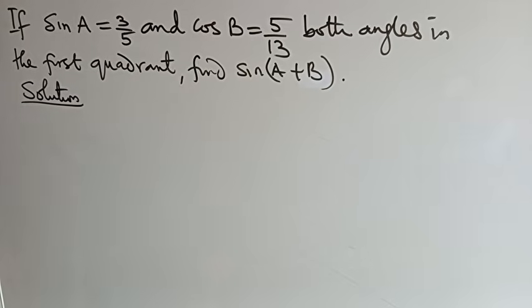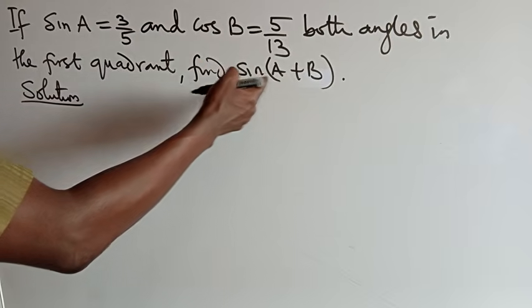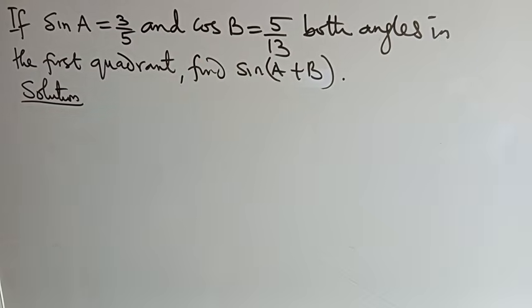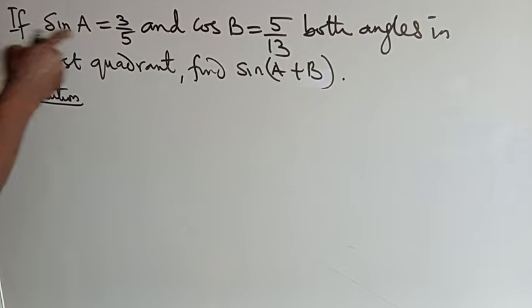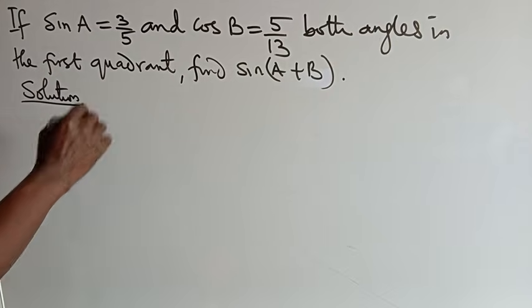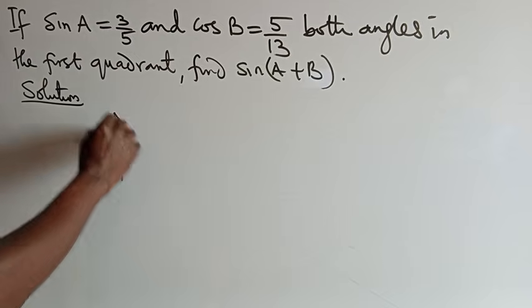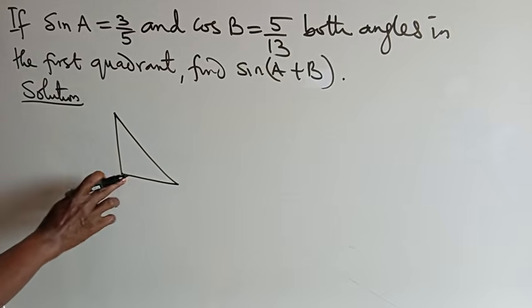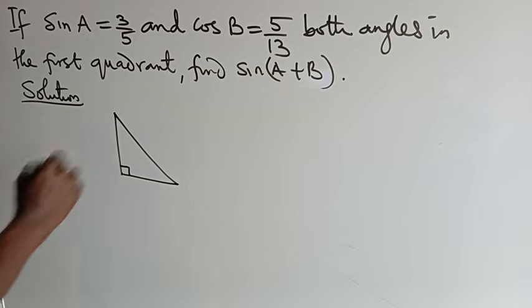Hello, let us solve this problem in trigonometry. We want to find the addition angle of sine A plus B. Now we are given that sine A is equal to 3 over 5. So without wasting our time, we can use the Pythagorean principle here.